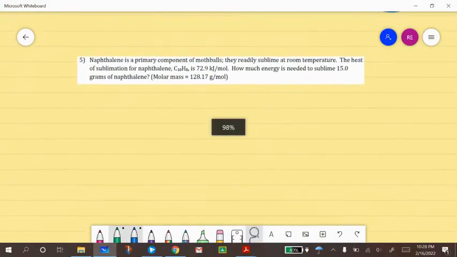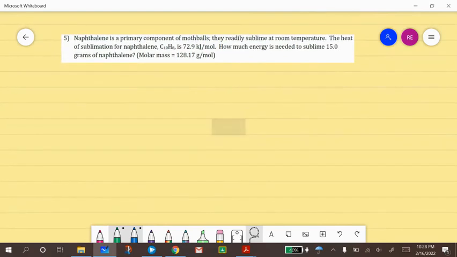And then the last problem here, we're kind of back to normal. We've got naphthalene, which is that stuff that smells in mothballs. They sublime at room temperature. So sublime, remember, is going from a solid right to a vapor, not going through the liquid phase. So they give you the heat of sublimation, which is something we haven't seen, 72.9 kilojoules per mole. How much energy is needed to sublime 15 grams?